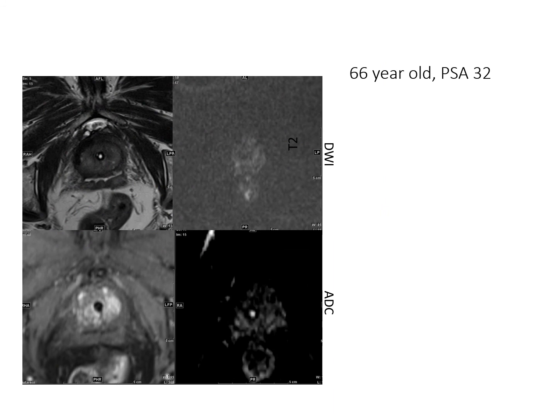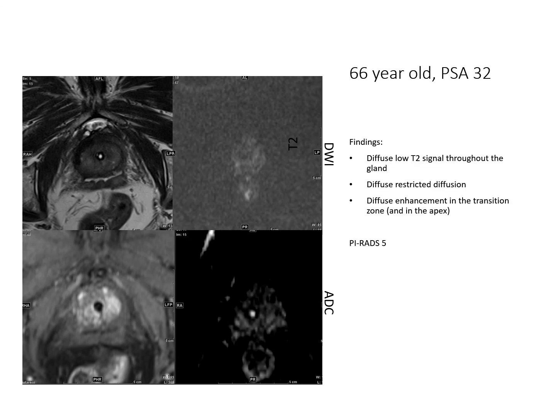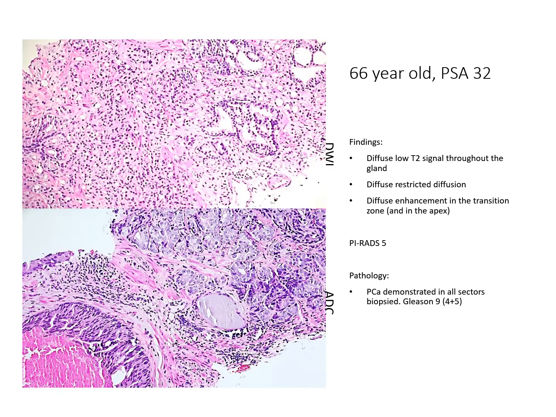This is another case. It's quite a high PSA. You've got diffuse low signal on T2, enhancement and so on, restricted diffusion. And this was an advanced case actually. So there's involvement of much of the gland. All the sectors biopsied showed high grade tumor.